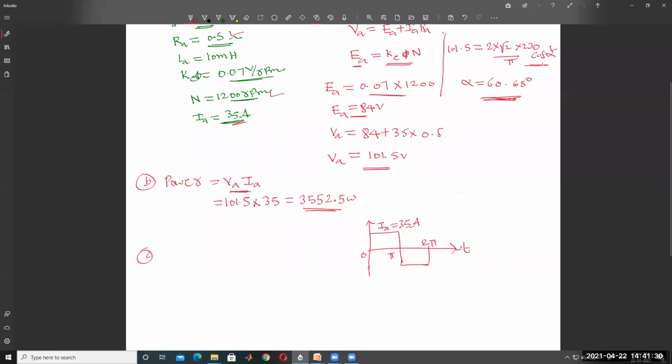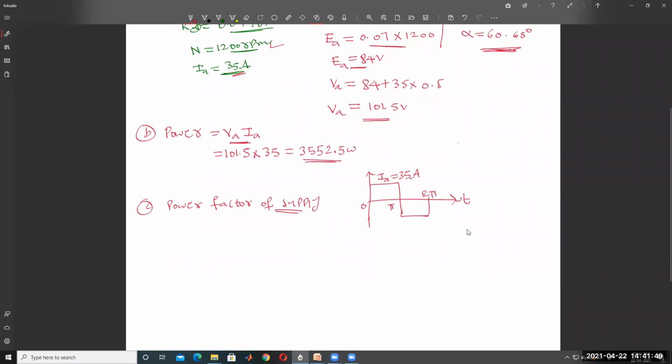Then next one, power factor of the supply. This is called power factor of the supply. Power factor of the supply. Okay, so you know power factor, I've already explained it.